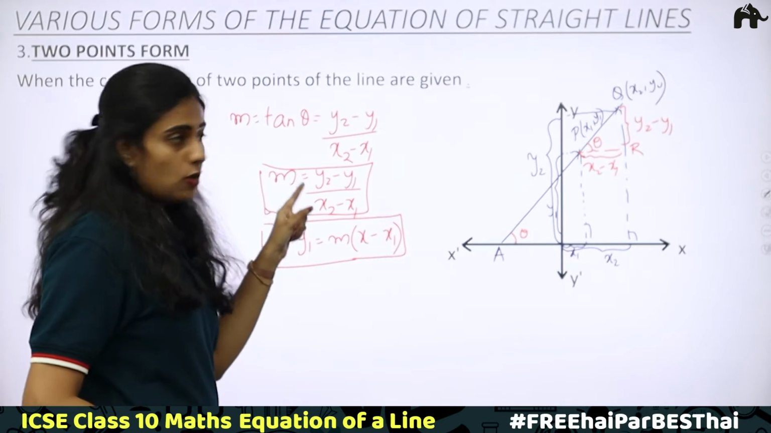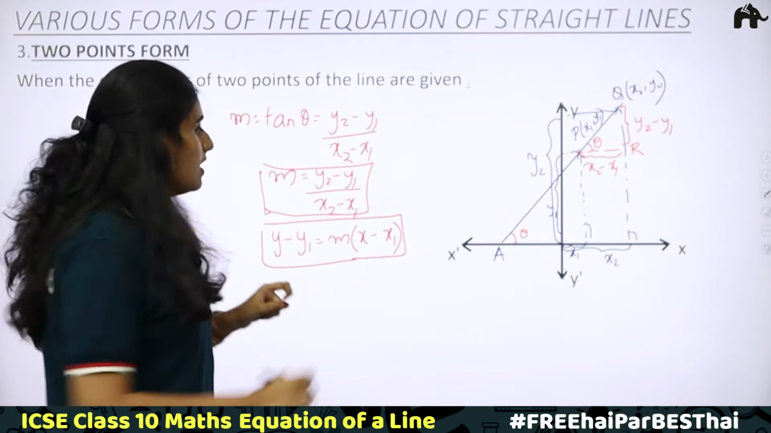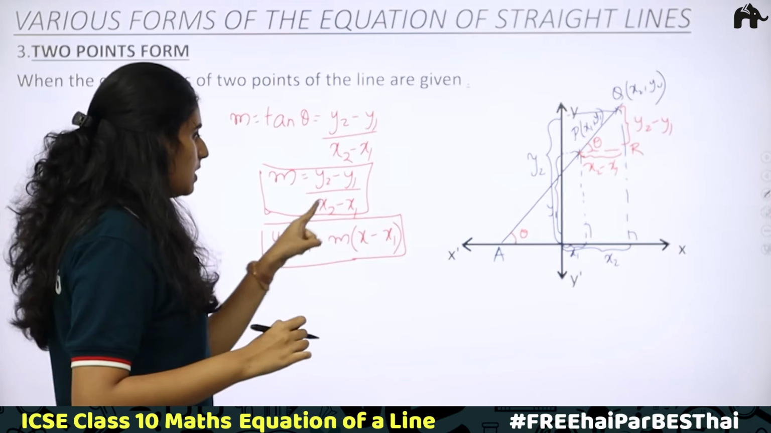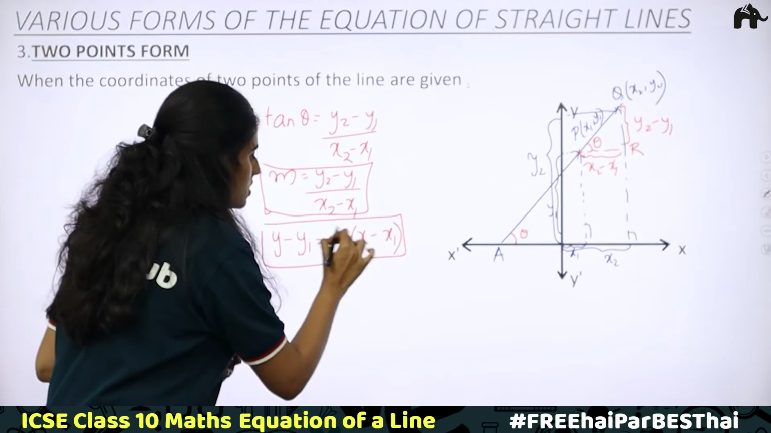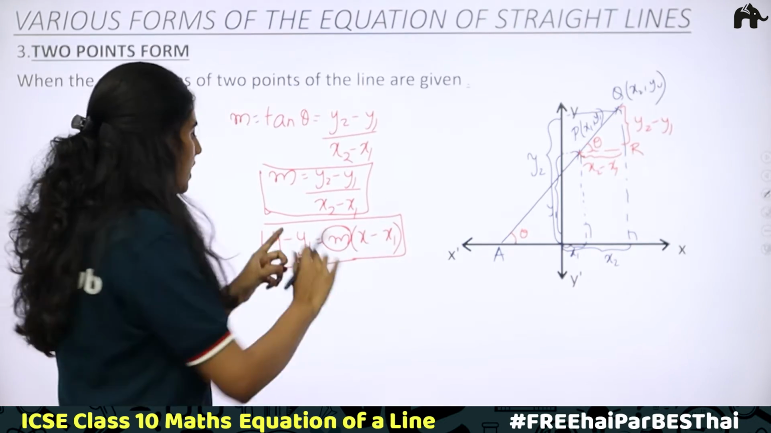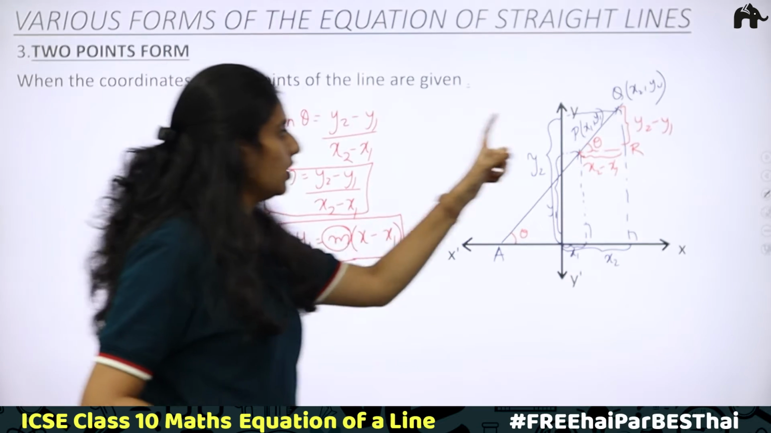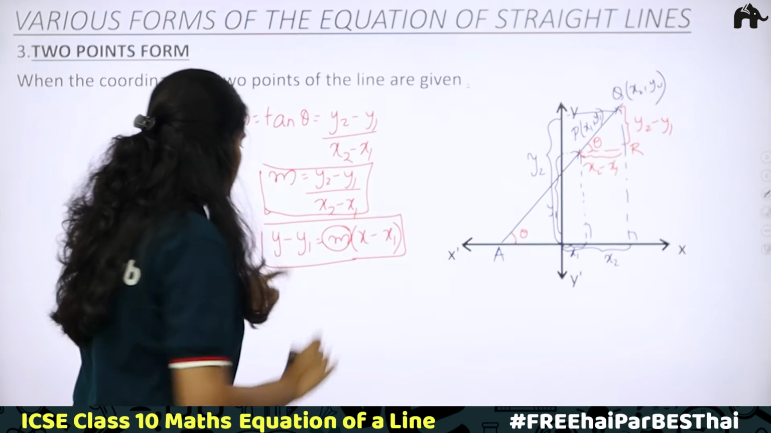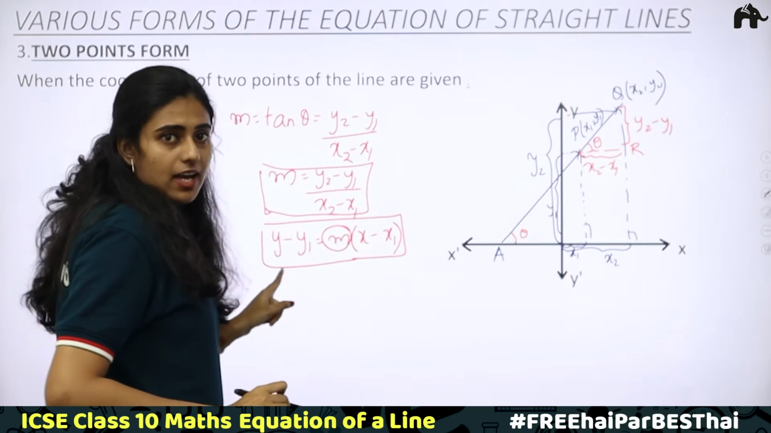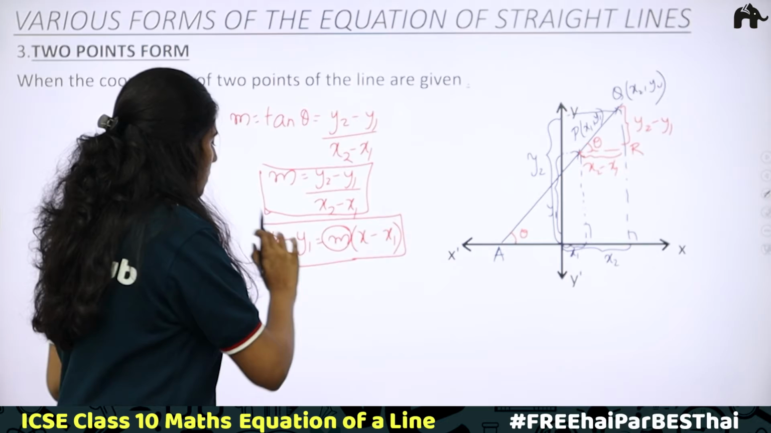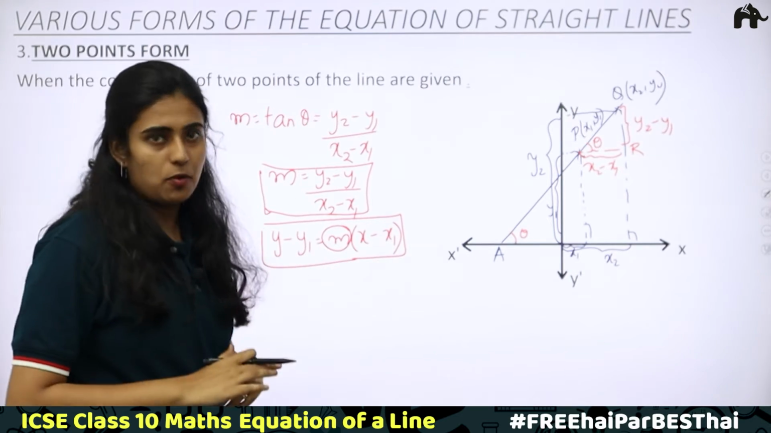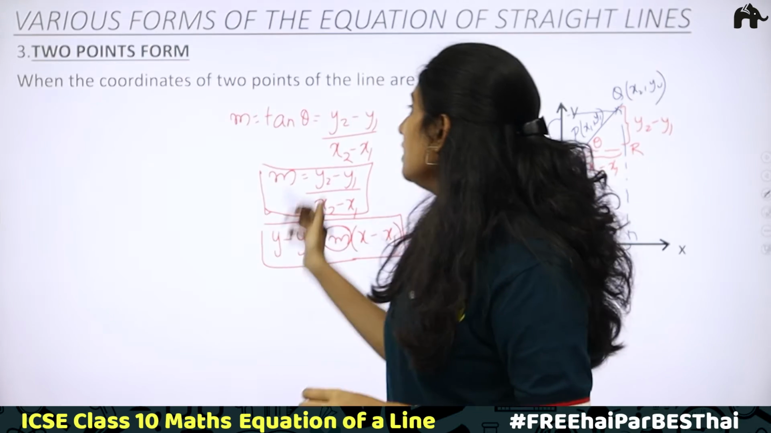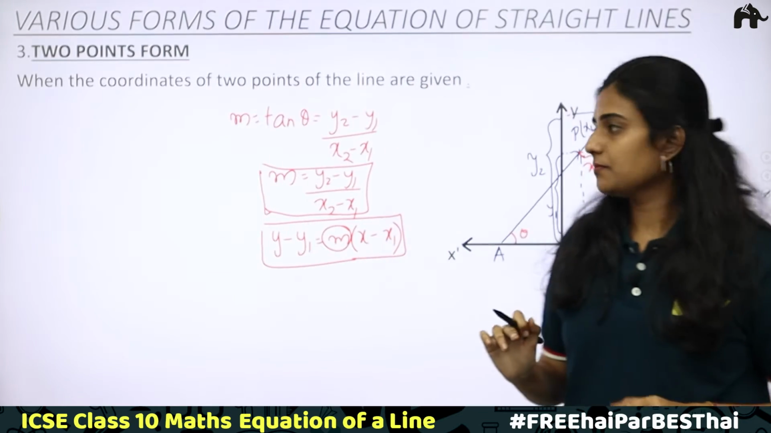How to find the slope? If you have the coordinates given, finding the slope is using this form, that is y2 minus y1 divided by x2 minus x1. We got the slope value. Then take any one point. Either you can take the point P or the point Q. One point we need, and this x and y are the general coordinates of the general point. From this you can find the equation of line when 2 points are given. Understood?